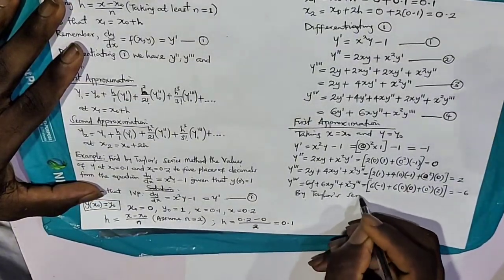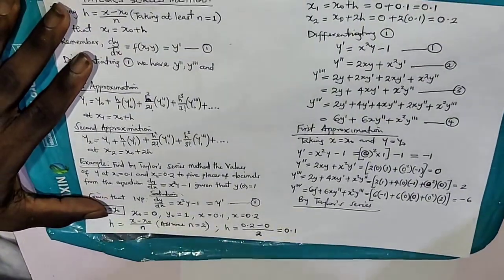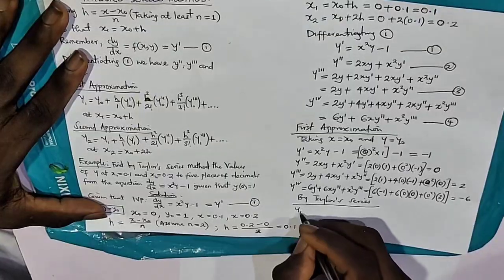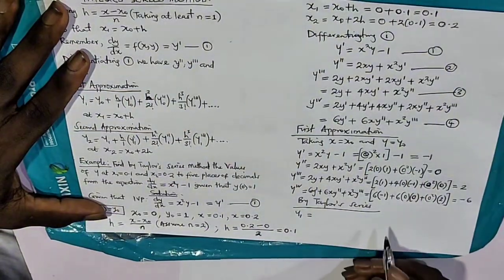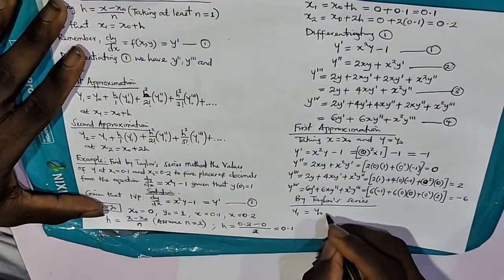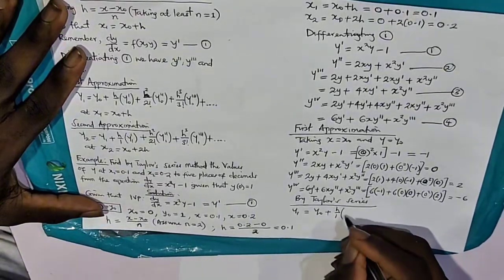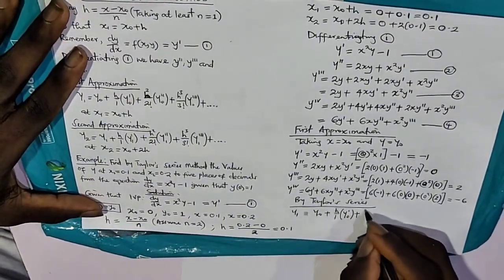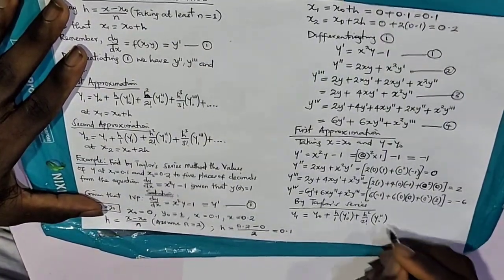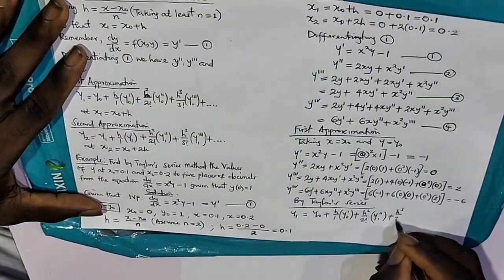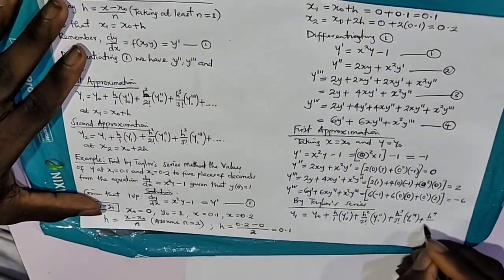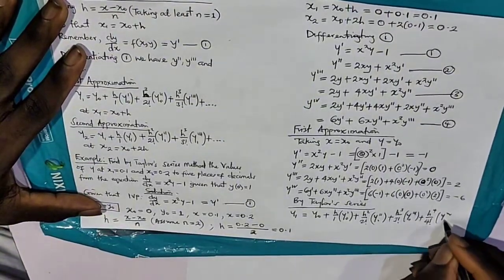Having gotten all of this, by Taylor series we have all the necessary parameters, so we just input our formula. y1 is equal to y naught plus h over 1 into y prime naught, plus h squared over 2 factorial y double prime naught, plus h cubed over 3 factorial y triple prime naught, plus h to the power 4 over 4 factorial y to the power 4 naught.